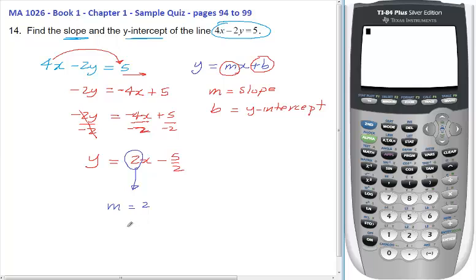Or you can call it 2 over 1, right? It's up to you. And this value here remains to be the y-intercept. So b equals negative 5 over 2. So your slope is 2 and your y-intercept is negative 5 over 2. So that's a complete solution for number 14.